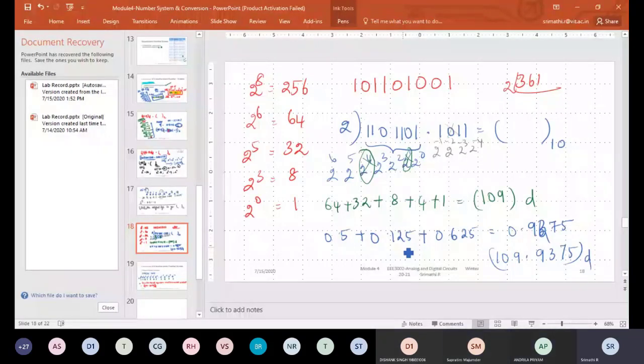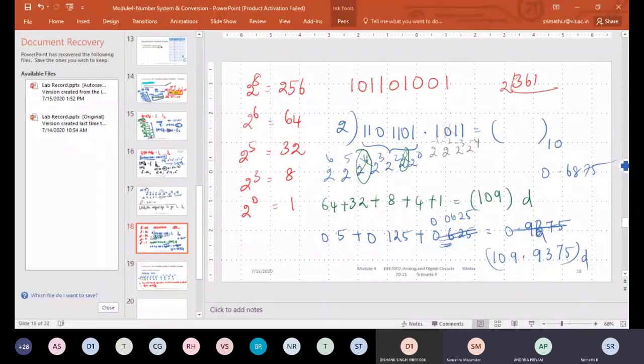0.5 plus 0.125. Use your calculators. It will be 0.0625, it won't be 0.625. Yes, ma'am. Then it won't be 0.9375. It will be 0.6875. Yes, ma'am, that is the answer.